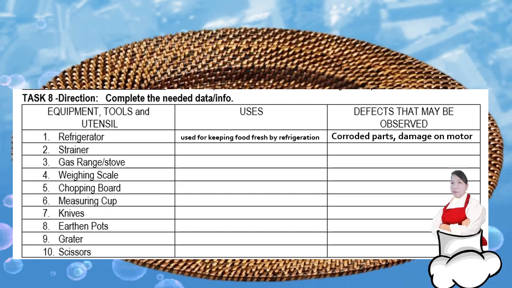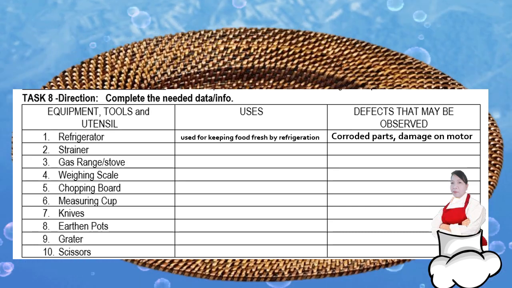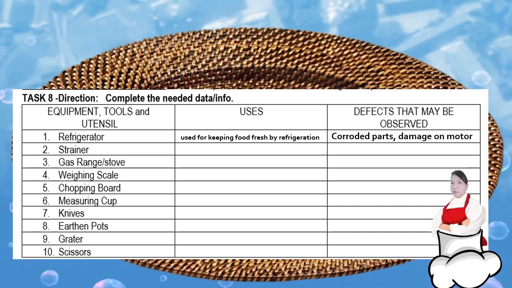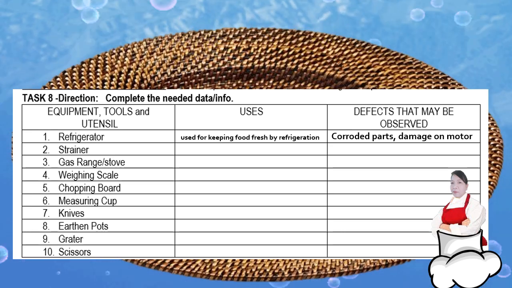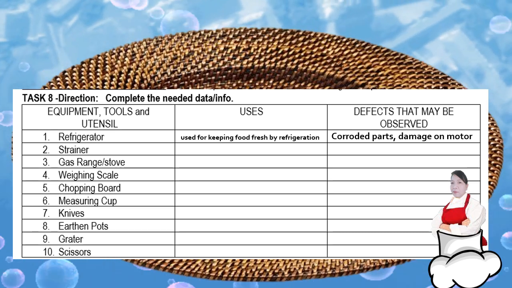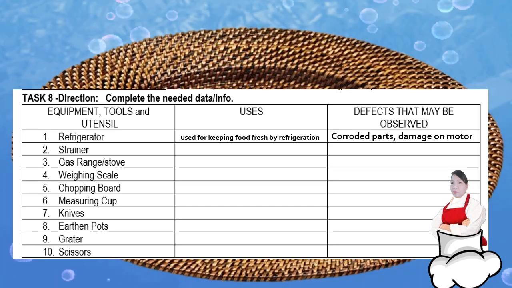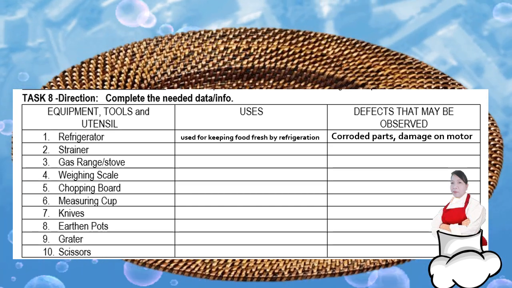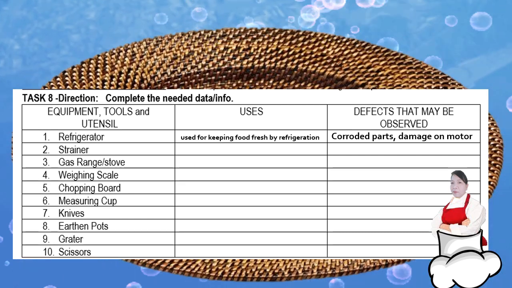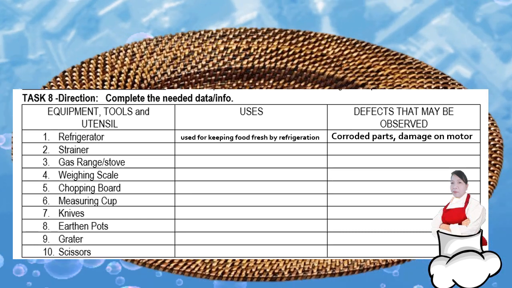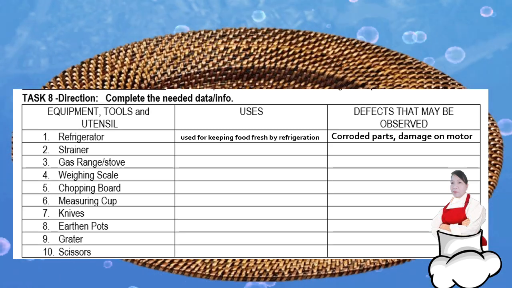For example, in number 1, refrigerator. Used for keeping foods fresh by refrigeration. And defect that may be observed: corroded parts, damage on motor. So again, we're going to write the uses and the defect that may be observed in the listed tools, equipment, or utensils. Good luck!